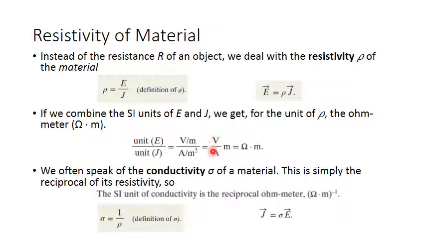And we have mentioned that the unit of the potential over the current, V over I, volt over ampere, is ohm. So the unit of resistivity is ohm meter. So if we combine the SI units of the electric field and electric current density, we get the unit of the resistivity, which is ohm meter.